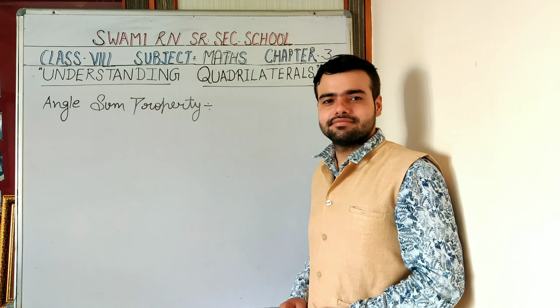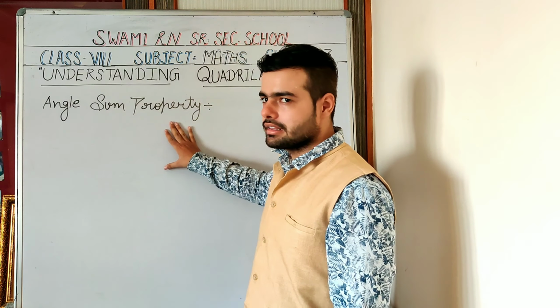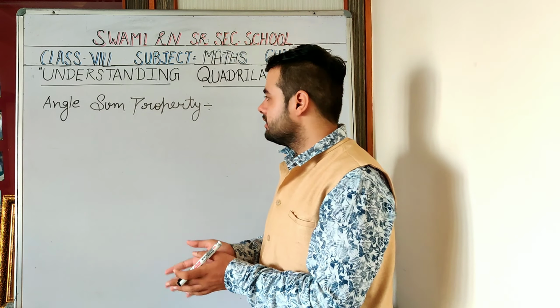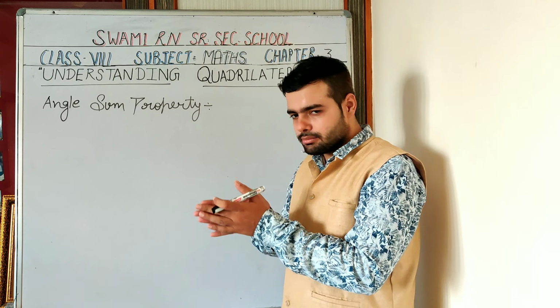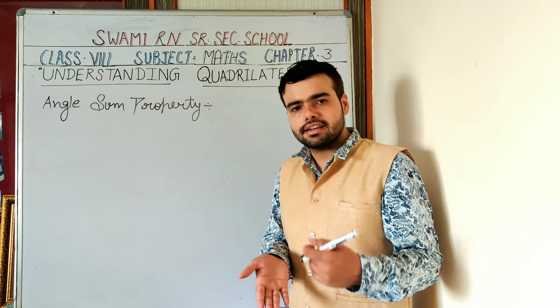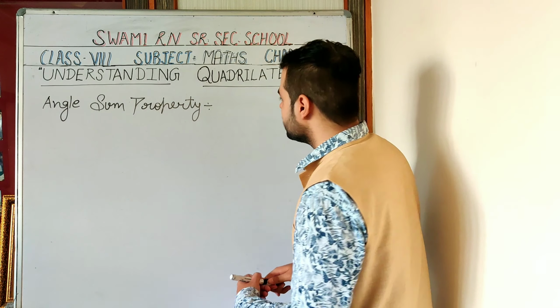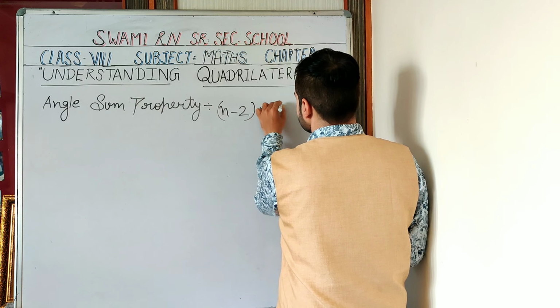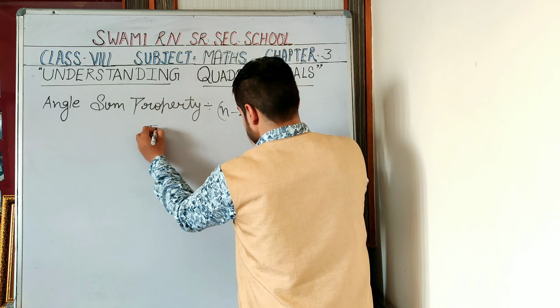Now we will discuss the angle sum property. It means if a polygon like a quadrilateral or triangle is given to us, how will we find the sum of all interior angles? For finding interior angles, we will use a formula: (n minus 2) multiplied by 180. That is the formula for finding the sum of interior angles.